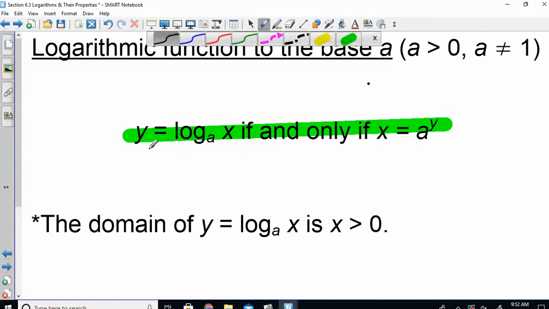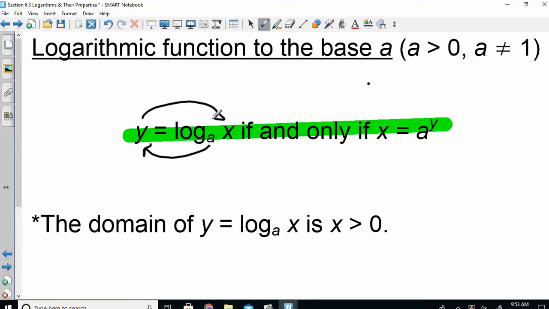It means if I say y equals log base a of x, it's like saying a to the y power equals x. A log is a way of finding a missing exponent. The base and the argument: the base is this little number. The argument is what you're doing the log of. Both have to be greater than 0.